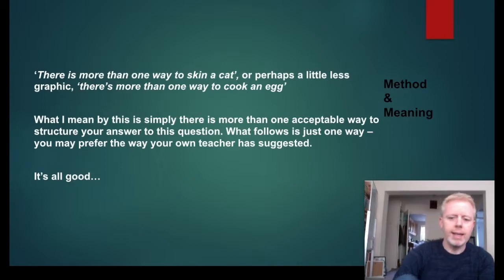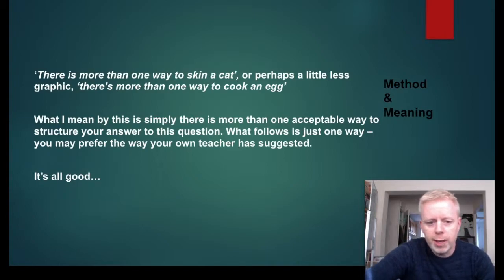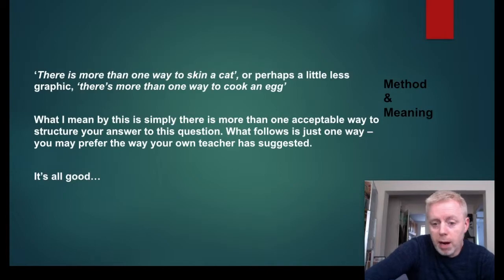There's more than one way to skin a cat, or more than one way to cook an egg. What I mean by this is that there's not just one acceptable way to answer this question. Your teacher may well have given you a structure for answering this question, which will be fantastic. I'm going to put forward my particular recommendation for how you structure and answer this question, but there's not one way to do it. If you're comfortable with your teacher's way, if you're comfortable with my way, that's absolutely fine. You go with what suits you best.